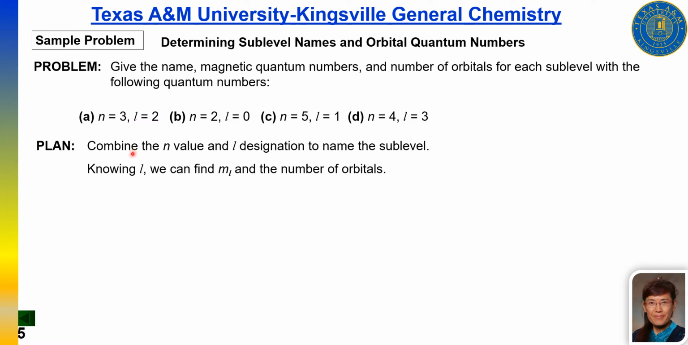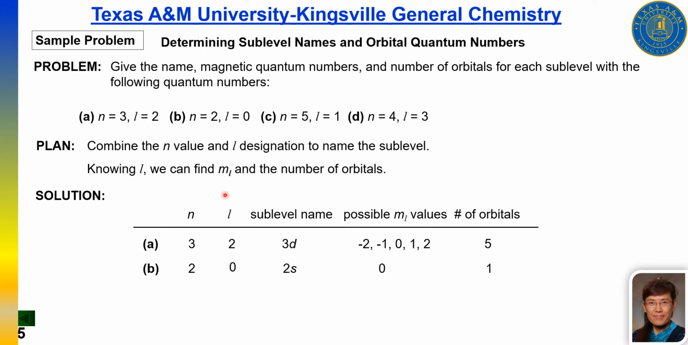How do you determine the orbital name? So here is our plan. We are going to combine the n value and the L designation to get the name of your subshell. For this L designation, you are not going to use the numbers. You are going to use a letter to represent it. And then if you know the L, we can find the ML and the number of orbitals. How do you do that? For the number of different orbitals, I have another equation equal to 2L plus 1. We're going to show you a little later. And then what is the solution?